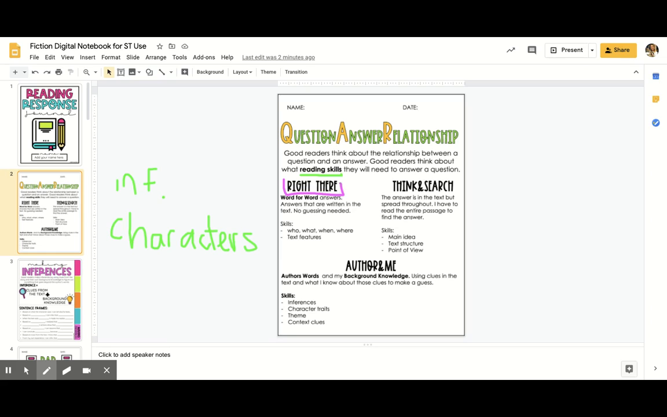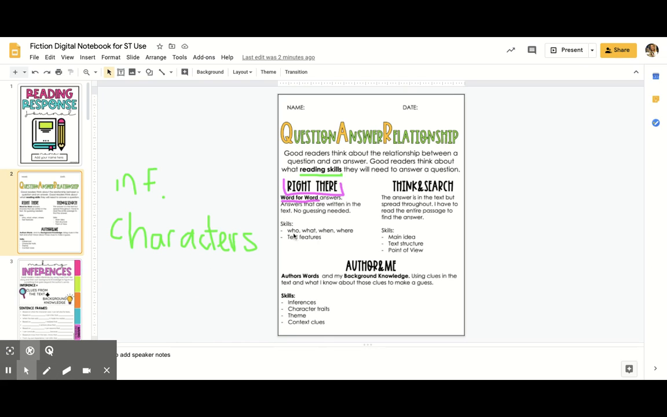Now, when we talk about right there answers, I want you to think about when I said facts. Look at this right here. What does this say? Word for word. Remember our hand motion, right? We're clapping right now. Ready? Word for word. Okay? It is a word for word answer.